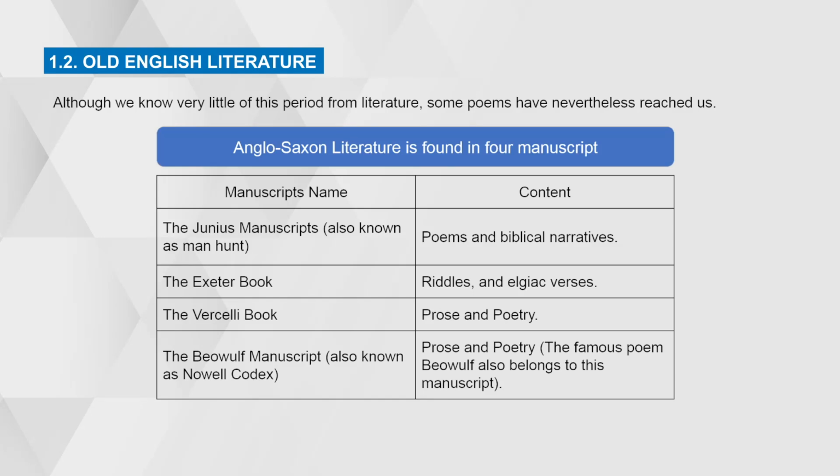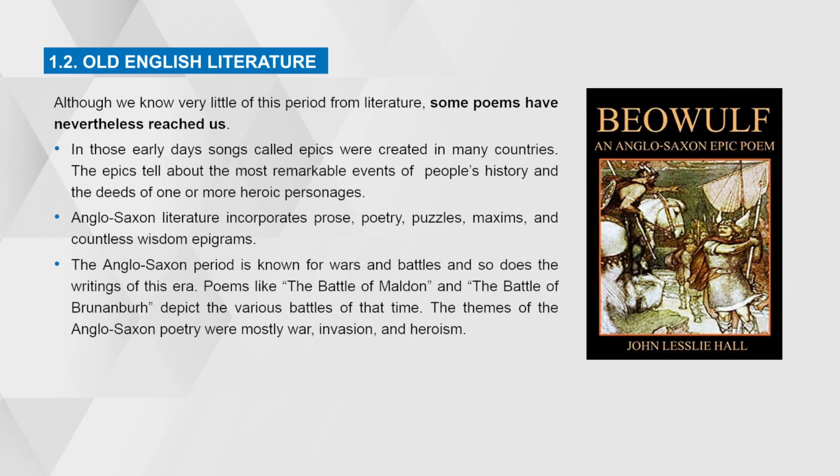As you can see in the table, on the left side is the manuscript name, and on the right side we have the content. For example, we have the Exeter Book. It contains riddles and elegiac verses. In those early days, songs called epics were created in many countries. The epics tell about the most remarkable events of people, history, and the deeds of one or more heroic personages.